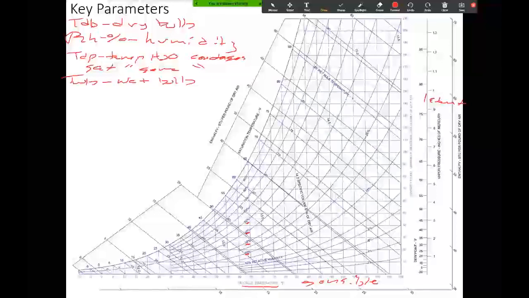Okay, so then we have humidity ratio, expressed as W. Sorry, still can't write with this thing.